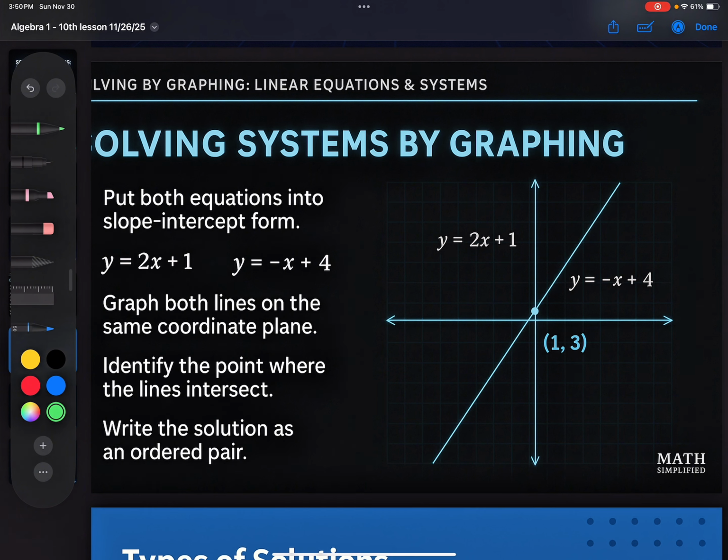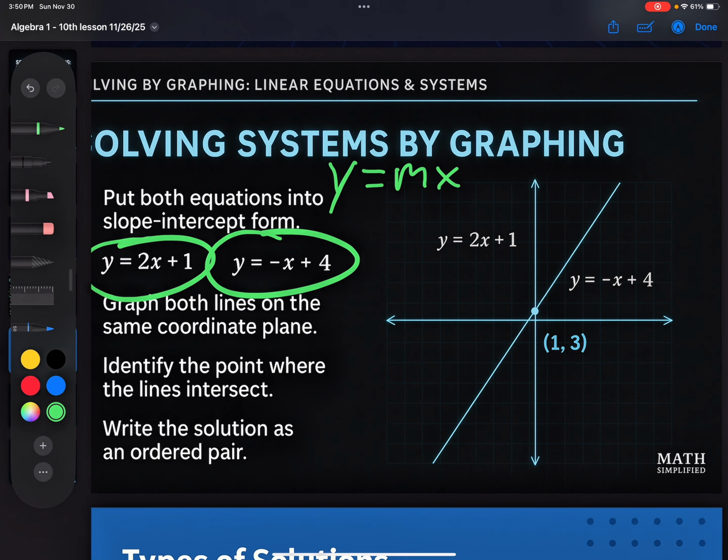So in order to graph these equations, we put them in slope-intercept form, right? Which is y equals mx plus b. M is the slope, x is just any x coordinate you want to place, and b is our y-intercept, okay? So if you notice in these equations, 2 would be our slope for this one, and 1 would be our y-intercept. Then negative 1 here would be our slope, and 4 would be our y-intercept.